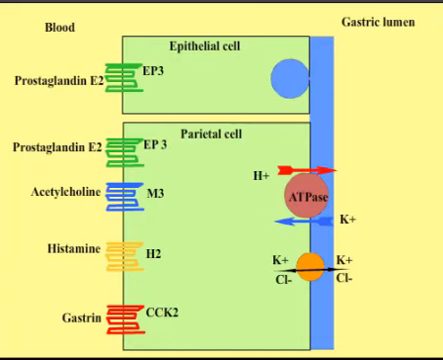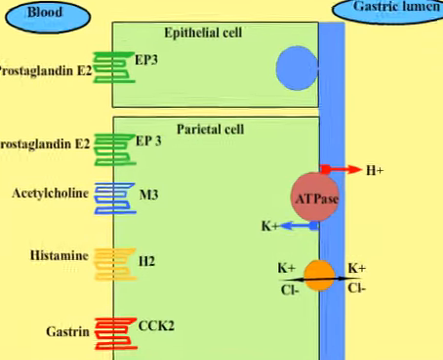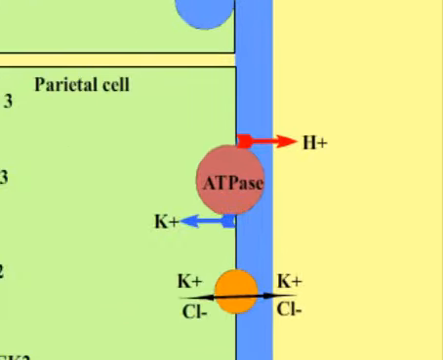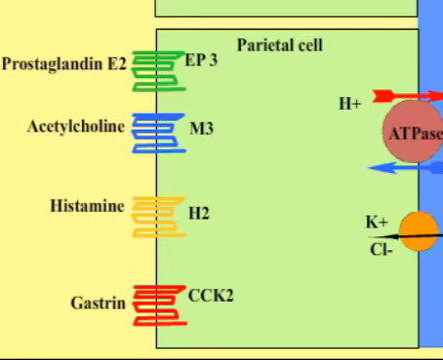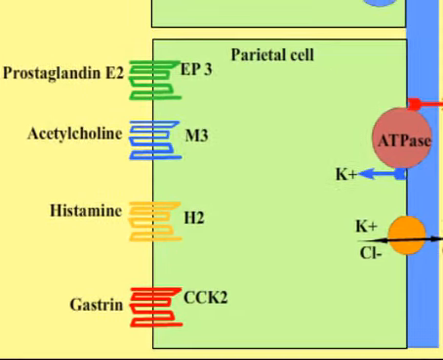Gastric acid is secreted in the form of H+ or protons by the ATP-powered proton pump called hydrogen-potassium ATPase. The secreted H+ is instantly converted into hydrochloric acid by reacting with chloride ions. The activity of the proton pump is controlled by acetylcholine, histamine, gastrin, and prostaglandin.